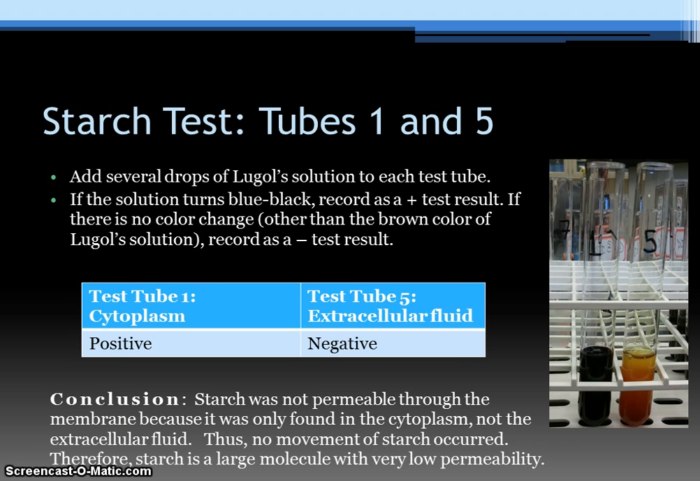After performing the starch test on test tubes 1 and 5, we came up with test tube 1, which contained the cytoplasm, having a positive result, and test tube 5, which was the extracellular fluid, having a negative result. Our conclusion for this was that starch was not permeable through the membrane because it was only found within the cytoplasm and not the extracellular fluid. Therefore, no movement of starch occurred, and thus, starch is a relatively large molecule with very low permeability.